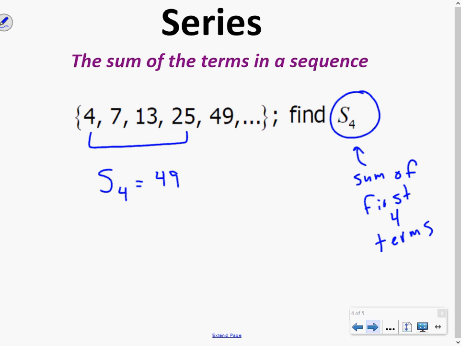Okay, if I wanted to find the sum of the first 5 terms, I would get 98. Like, you can just keep going. Okay, it's just a coincidence that this sum is equal to that 5th term there. Okay, don't be paying too much attention to that. Partial sums, you're just finding the sum of the first however many it tells you.